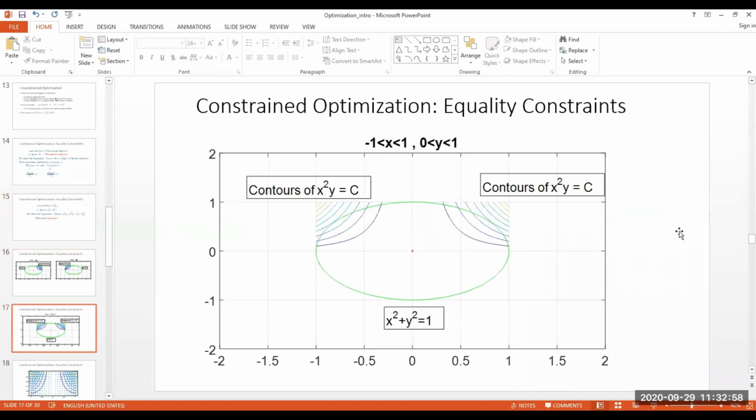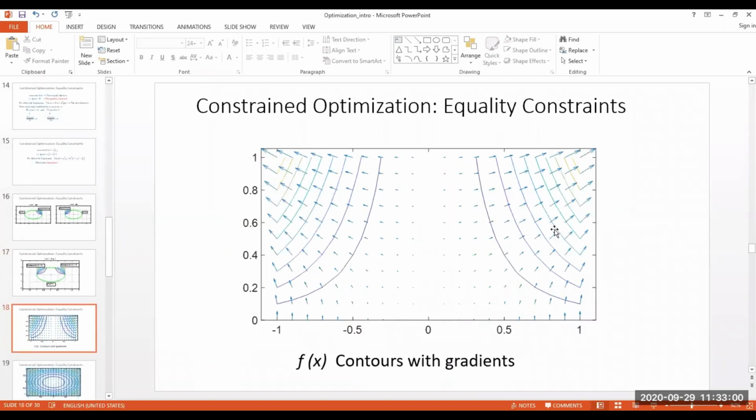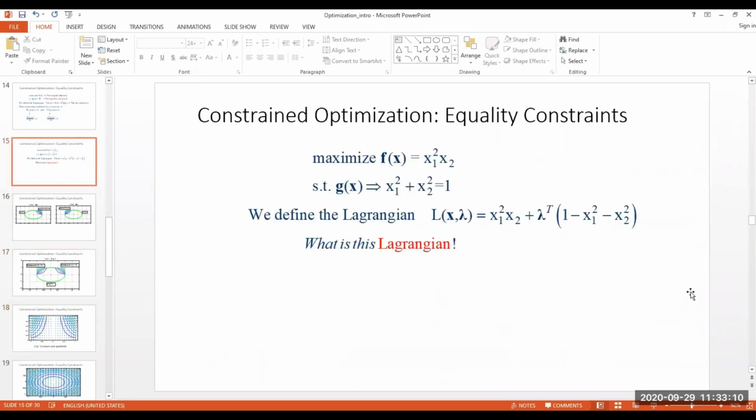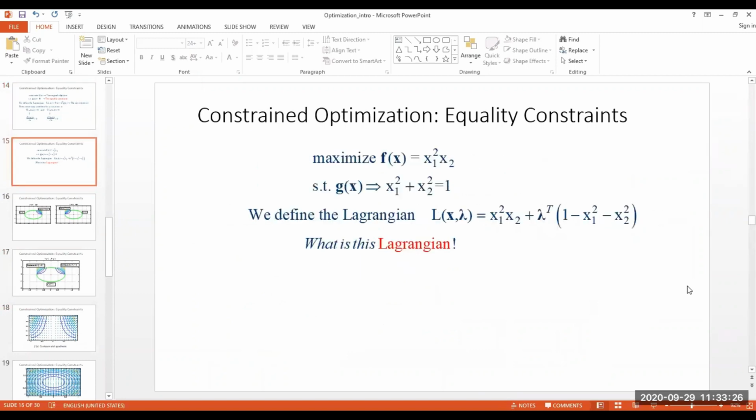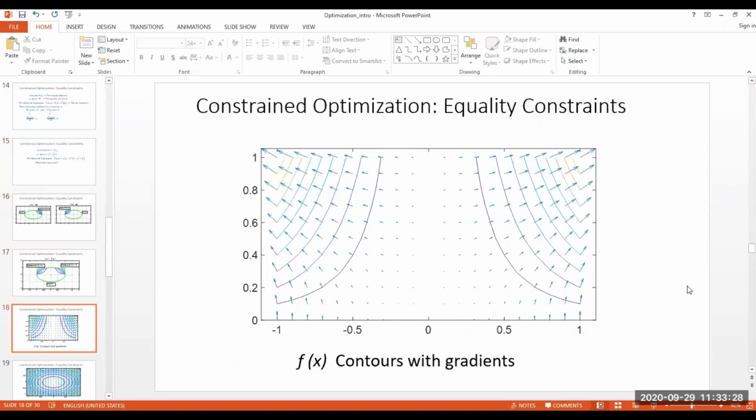So keeping this in mind, let us look at the gradients of the function. Why are we looking at the gradients? Because remember, our condition said you calculate the gradient and you equate the gradient to 0, with respect to x and also with respect to lambda. That's why we are looking at the gradient vectors on these contour lines.